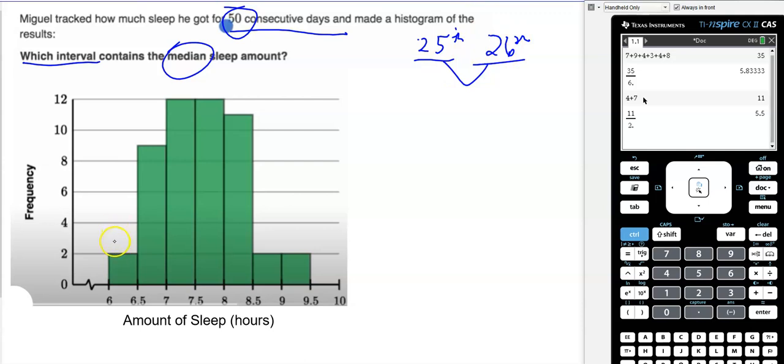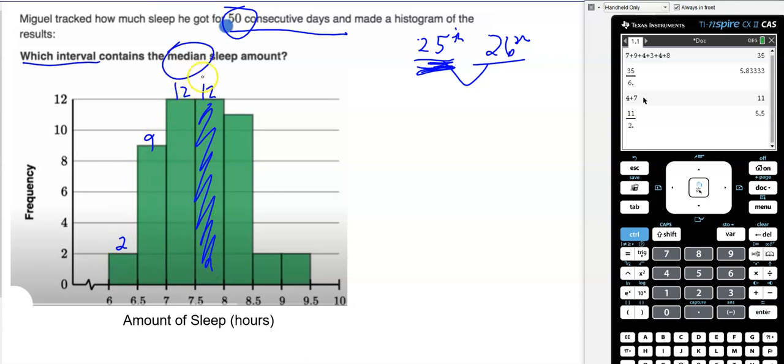So it looks like this first bar, the lowest two amounts of sleep, are between 6 and 6.5. There's 2 in that column. There's 9 in this column. So between the two of these, 11 nights he got less than 7 hours, right? But I don't need the first 11. I need the 25th. So this one's 12. 11 and 12 is 23. So the first 23 nights he got less than 7.5, but I'm looking for the 25th night. So my thought is that's got to be somewhere in here, right?